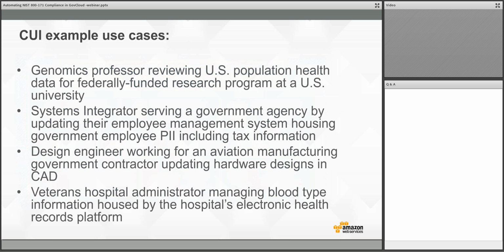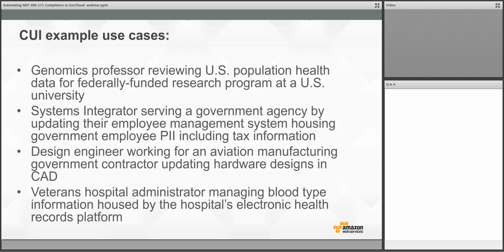So what are some use cases? These are several use cases on this slide that are very typical for people using CUI data. One example could be a professor that's reviewing U.S. population health data for a federally funded research program at a U.S. university. This is one situation where this 800-171 requirement would be levied.